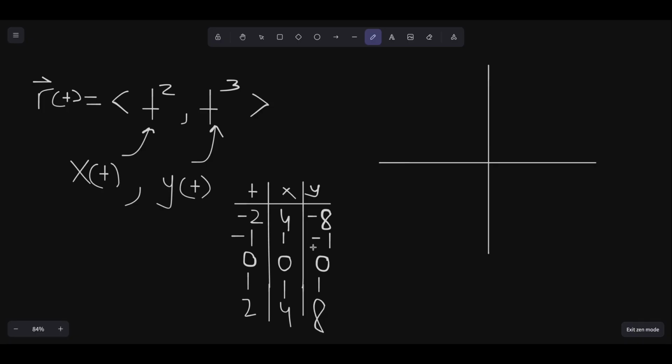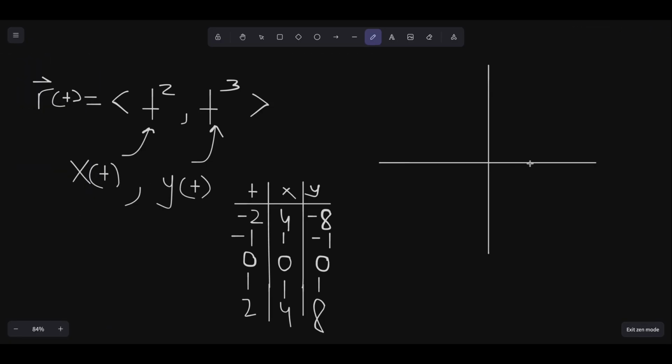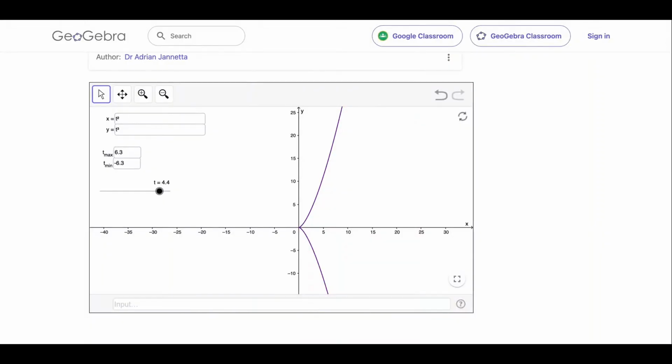So if we were to graph this out, let's see how this would look. So we said how this would be 4 comma negative 8, right? So this is our first point. When t is equal to negative 2, we have 4 comma negative 8. Then we have 1 comma negative 1. Then we have 0 comma 0. Then we have 1 comma 1. And then we have 4 comma 8. So 4 comma 8 is going to be right here. And so it looks something like this. All right. And if we go back to the graphing calculator simulation, that looks pretty accurate, right?